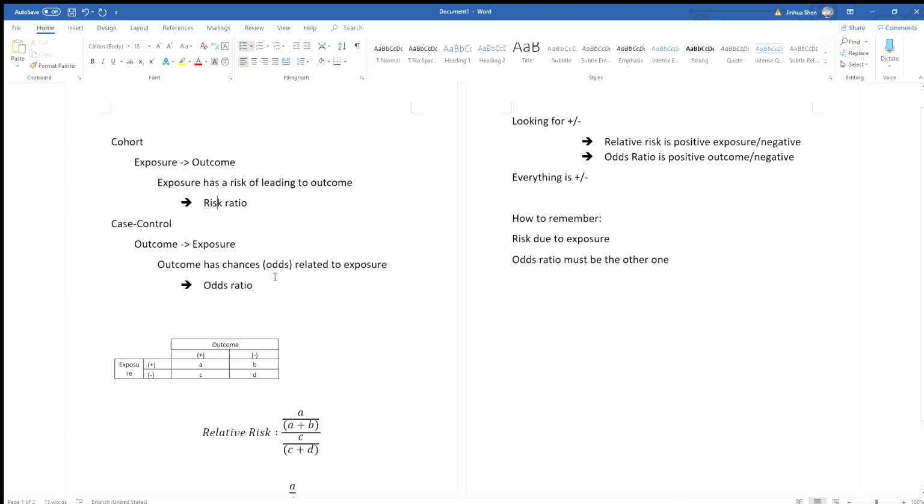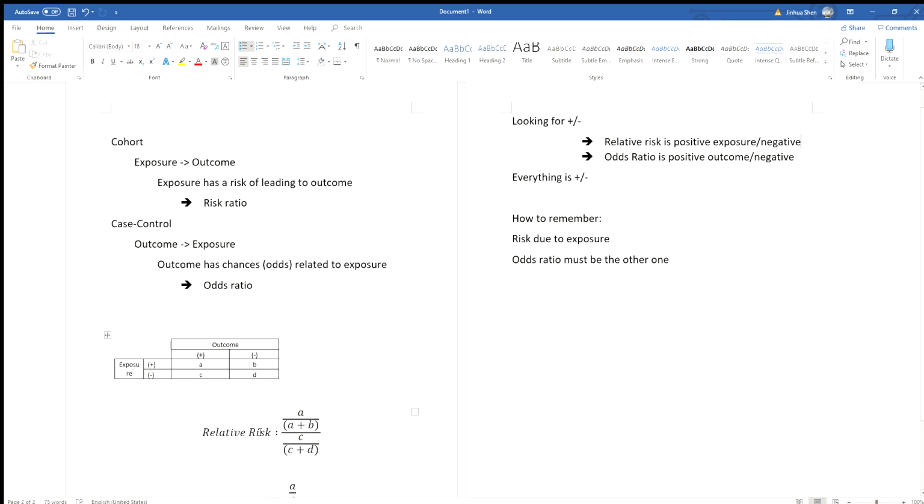Okay, so now that you understand this, you can look at the equations and they make a lot of sense. When we're looking at risk, you're only looking at exposure. And when you're calculating a ratio, we're always looking for a positive divided by a negative. The only difference between risk ratio versus odds ratio is whether we use the columns or rows. So by remembering risk with exposure, it's a lot easier. Relative risk is a positive exposure over negative exposure.